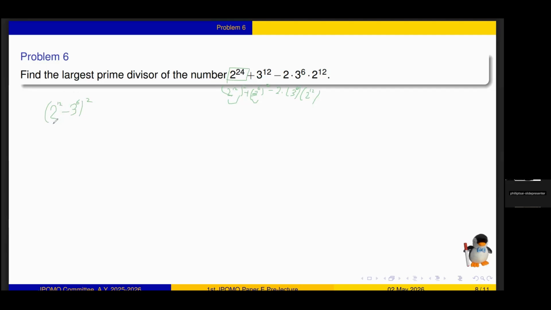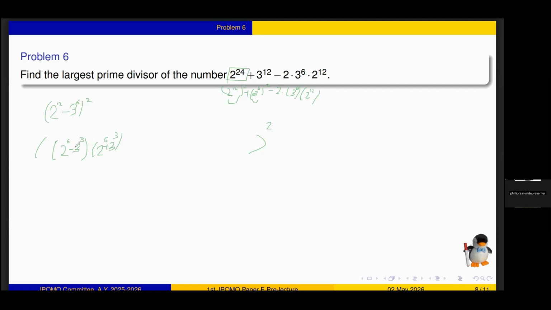And realize this can be factored a lot. So this is something squared, right? So 2 raised to the 12 minus 3 to the 6. First, we can realize this is the difference of squares, right? Which is 2 to the 6 minus 3 cubed times 2 to the 6 plus 3 cubed. In fact, these values are already computable, but let's try. I'm going to try making these a little lower.